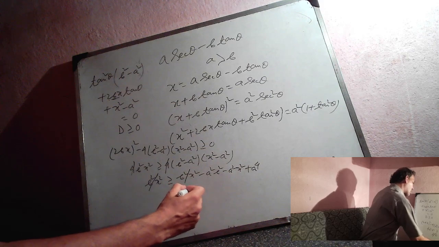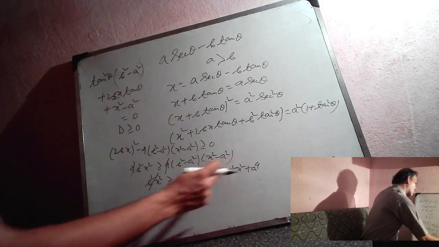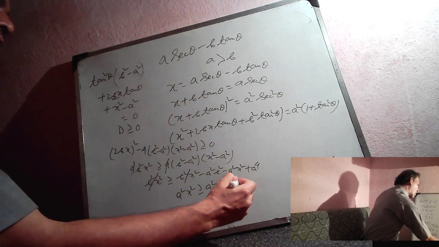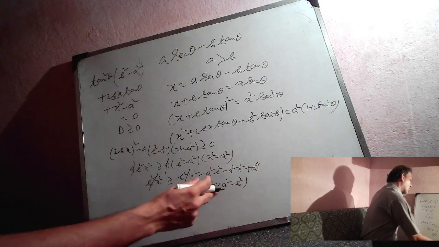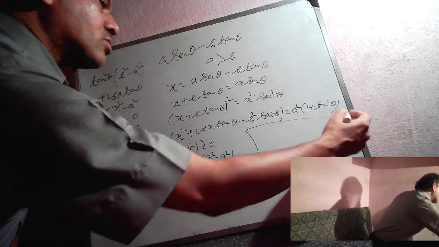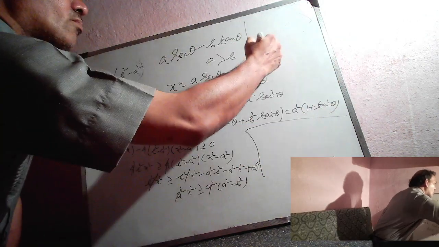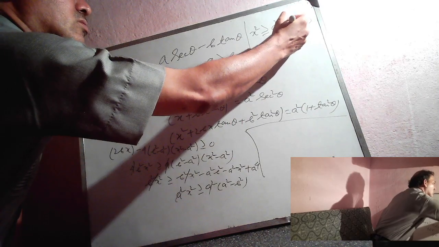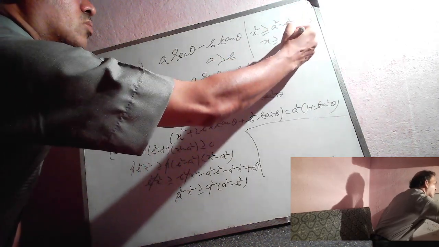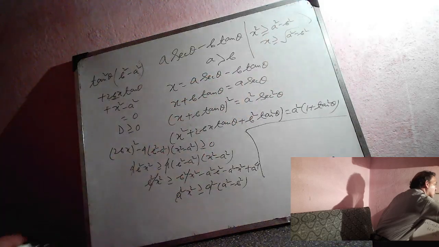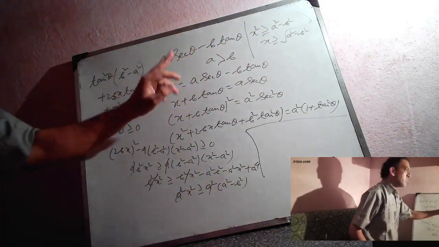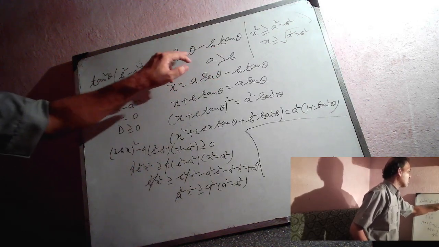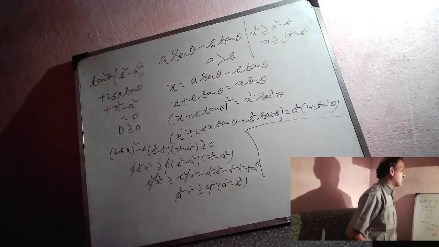The b square x square cancels. So a square x square is more than or equal to a square times (a square minus b square), taking a square common. Now a square cancels, so we have x square greater than or equal to a square minus b square. So x is more than or equal to root a square minus b square. So the minimum value is under root a square minus b square, given a more than b. Similarly, we can prove the minimum value of a cosec theta minus b cot theta is also this.